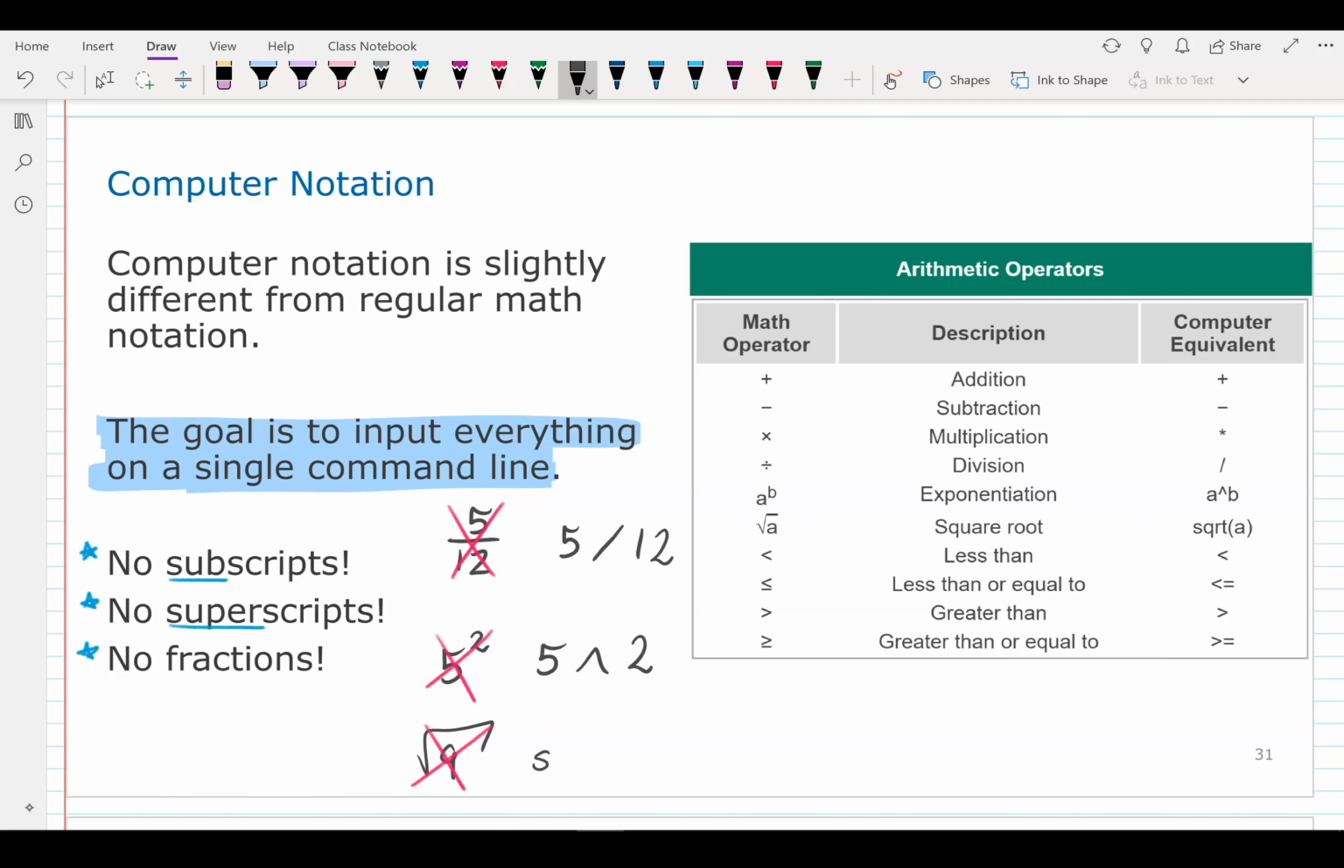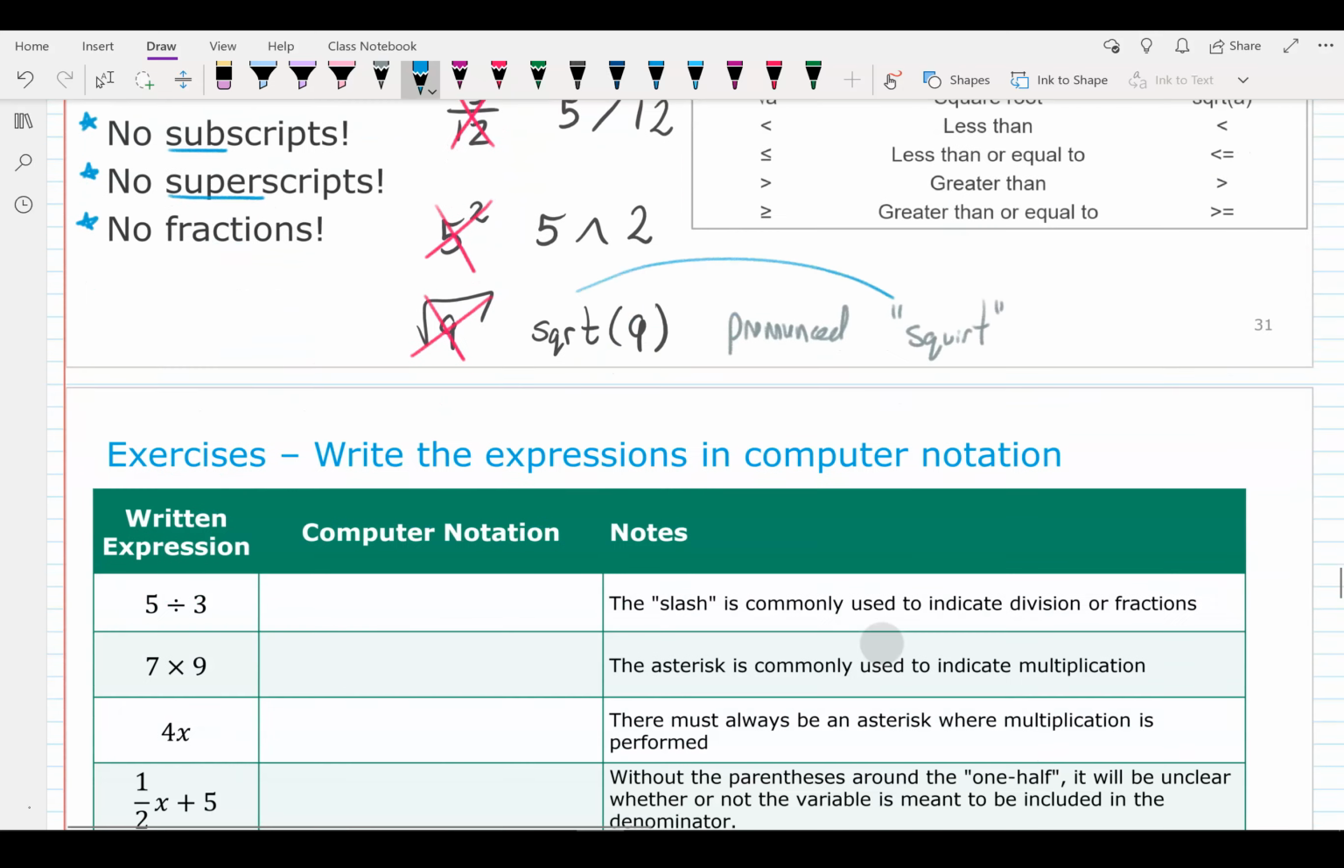You would have to use square root, and usually you put a bracket and put a 9 there. And it's very common to pronounce this as squirt, which is just a really hilarious opportunity to be able to use the word squirt in math class. So squirt stands for square root. So let's move ahead and see how this is going to be useful for us.